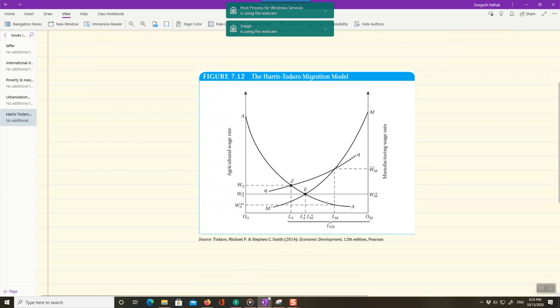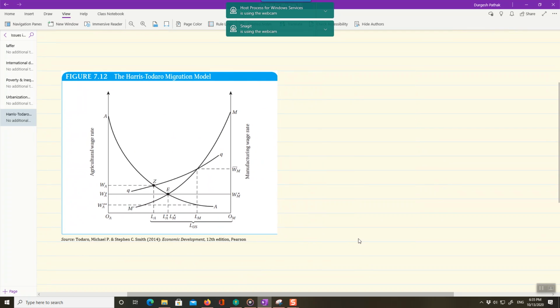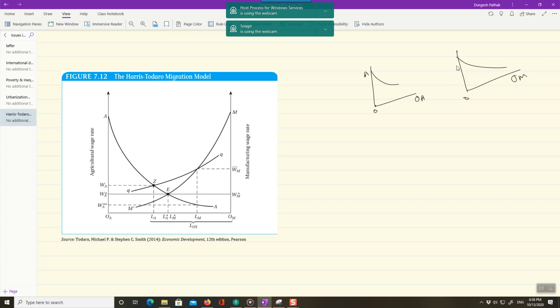So what is happening here? In this diagram, you see we have actually compressed two different axes into one. This was actually one of the axes, where I am showing this OA. This is the labor force that is employed in the agriculture sector. This will be the demand curve. You know that the MPL curve is also the demand curve. So this is for the agriculture sector, and then we have this, OM, and this is another demand curve. This is for the manufacturing sector.